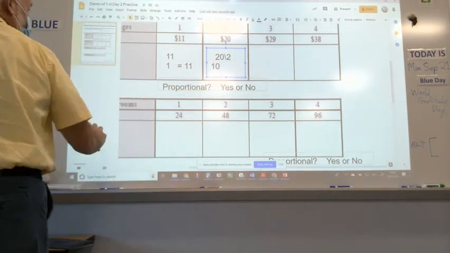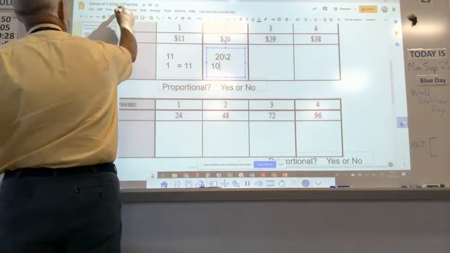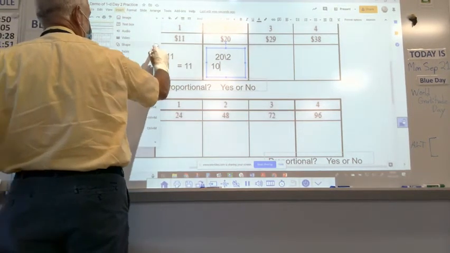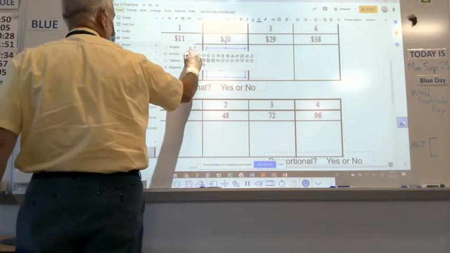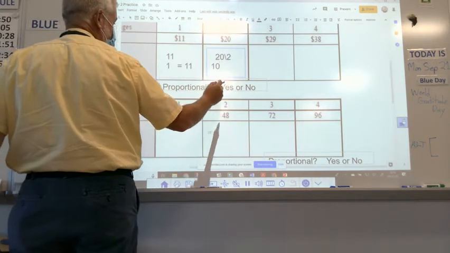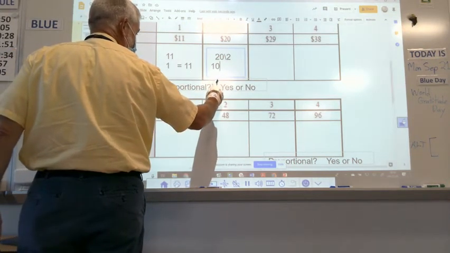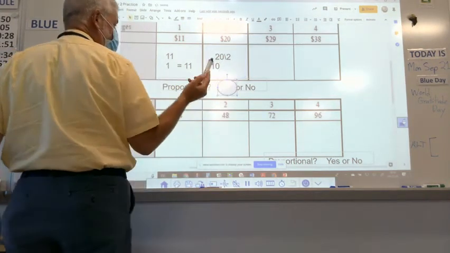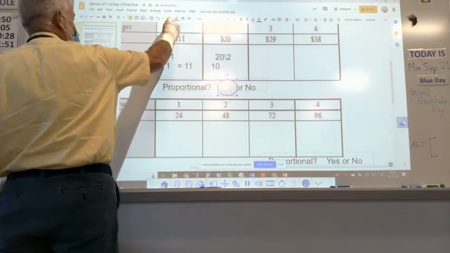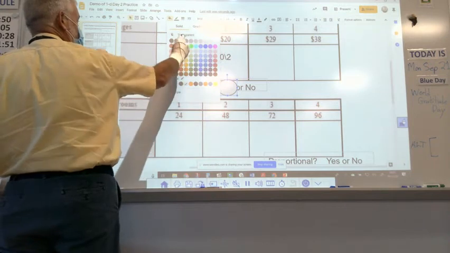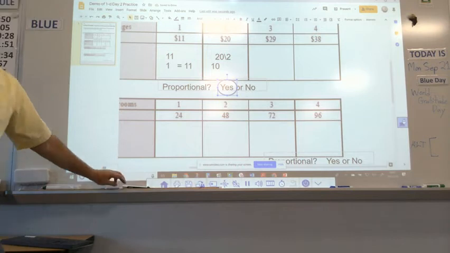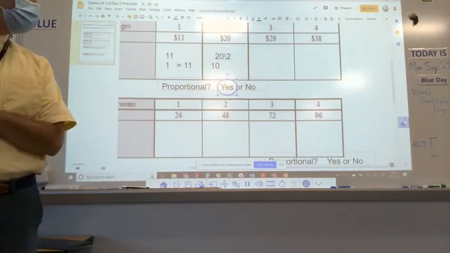So what I want to do for not proportional is insert. Can you just highlight the number? Shape. I'm going to draw a circle. Is it okay if we just highlight it? I guess that's fine. Okay, draw a circle like that. Oh, it's filled in. Take this fill bucket and make it transparent. Okay, red. That's fine. As long as I can tell which one you picked.